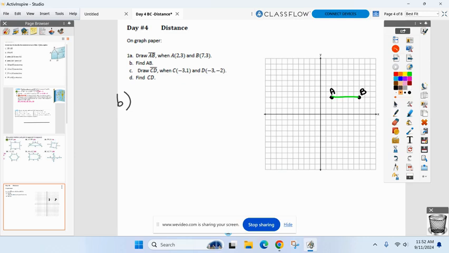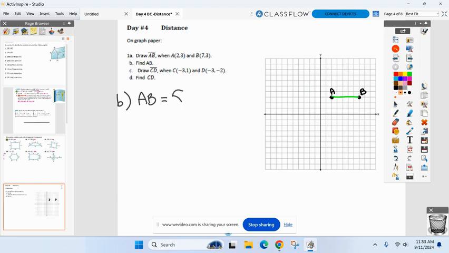Anybody remember when I dropped the line segment symbol, what I'm looking for now? What that means when you drop it? Now I'm looking for how long it is. So AB equals, you're going to tell me how long it is. And I'm not looking for anything fancy. Count. What do you got? 5, right? 5 units long.